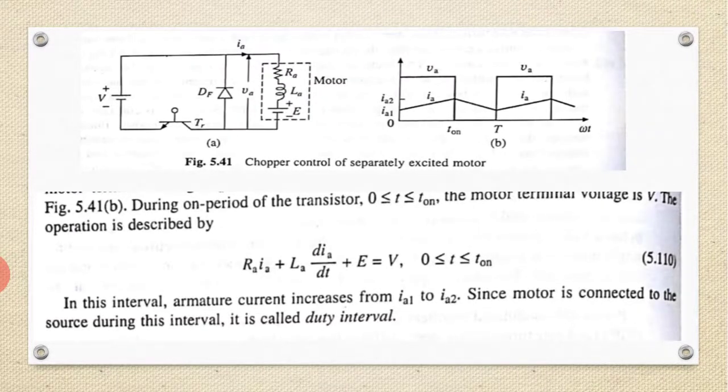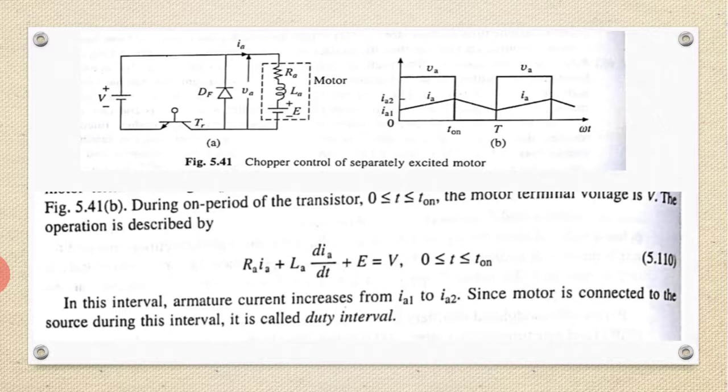During the on period, the transistor is on between 0 and T on. In this interval, the motor terminal voltage V, the operation is described by applying KVL. Applying KVL, RA IA plus LA di by dt plus E is equal to V, because now the motor is connected to the supply voltage V.